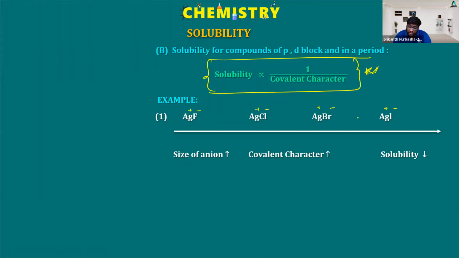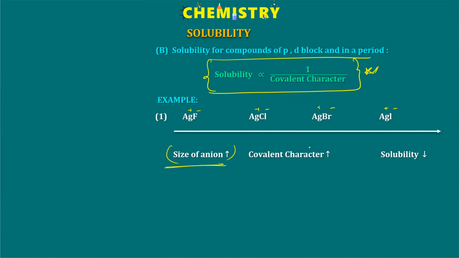F minus, Cl minus, Br minus, I minus. What happened to the size of the anion? Size of the anion is increasing. Size of anion increasing means what happens to covalent character? It increases. For the same cation, large size anions have more covalent character. So covalent character and solubility are inversely proportional. Because more covalent character means less ionic character, and less ionic character means less solubility. So solubility is going to decrease.